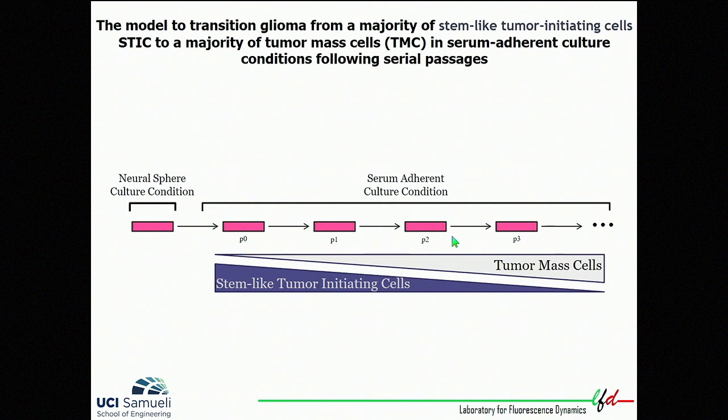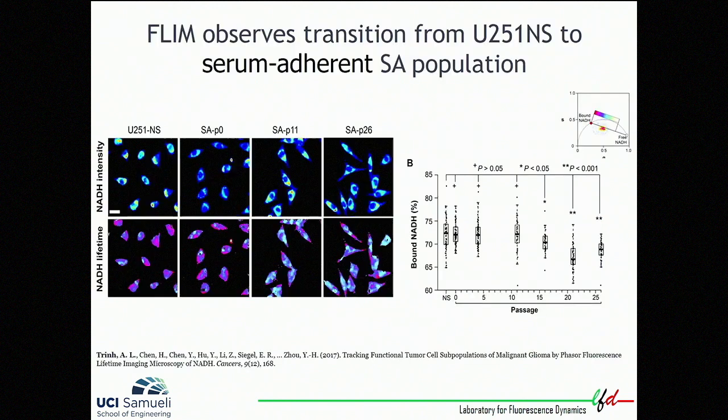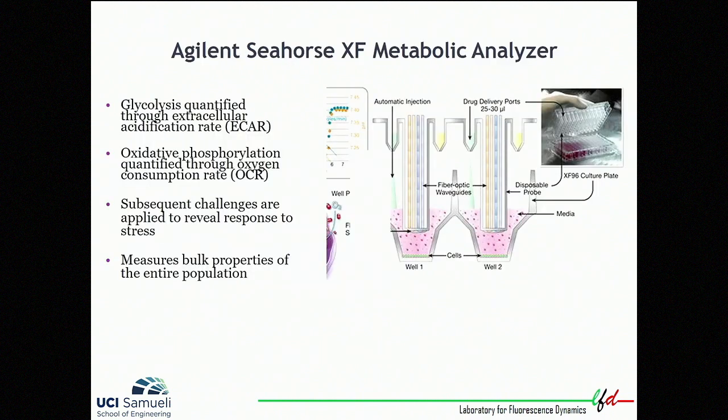So as you can see, as a function of passage number, these stem cell-like populations will transition to the tumor mass populations. And we wanted to monitor the changes of metabolic respiration within these cells. And what you see here is as a function of passage number, the fraction of bound NADH actually had lowered. So you could see that the free NADH actually has increased in these populations.